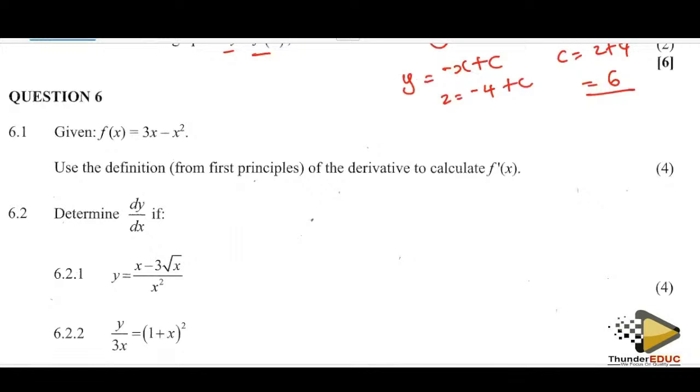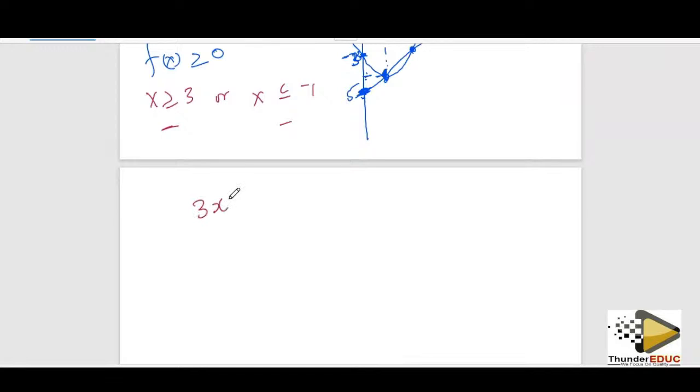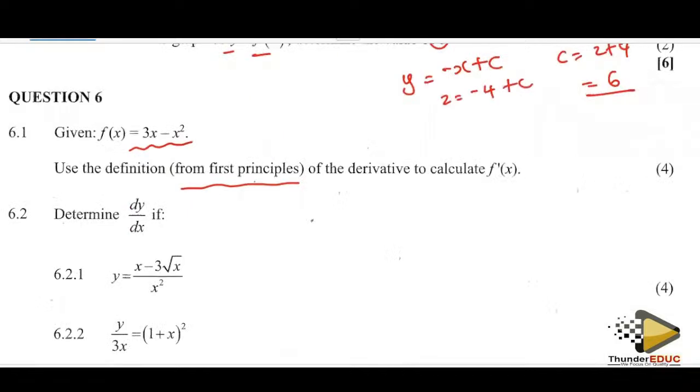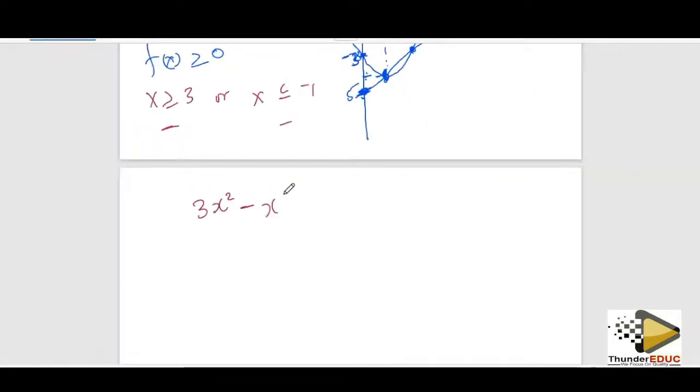All right. 6.1. This is calculus. Okay. What do they want us to do? Given 3x minus x squared, use the definition from first principles to derive this. Okay. So 3x, just 3x minus x squared. So let's fix it. Okay. So guys, this is our f of x. No? We need to create what we call the f of x plus h.